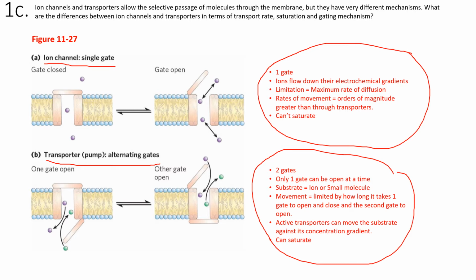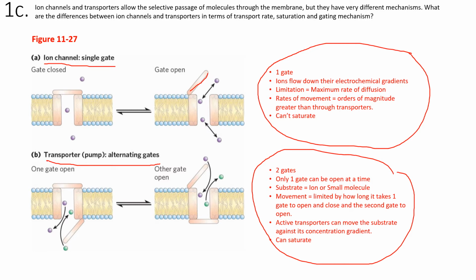So here for the ion channel, you have one gate. Ions flow down their electrochemical gradients. The limitation is the maximum rate of diffusion. The rates of movement are orders of magnitude greater than through transporters. So this one's a lot faster. And you cannot saturate it. There's only one little gate, as you can see here. And when it opens, then ions can travel down their concentration gradients.